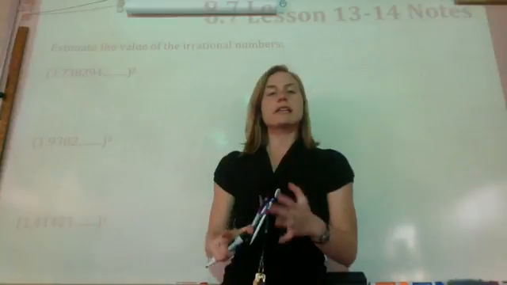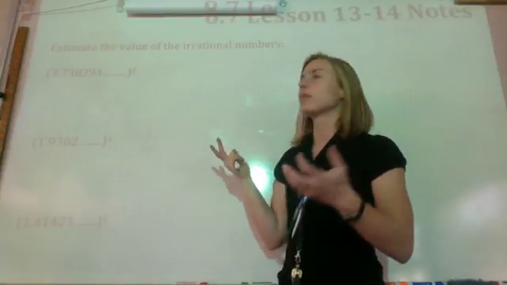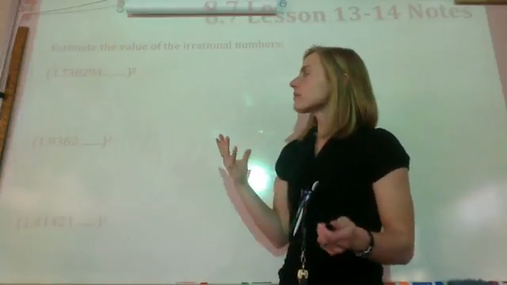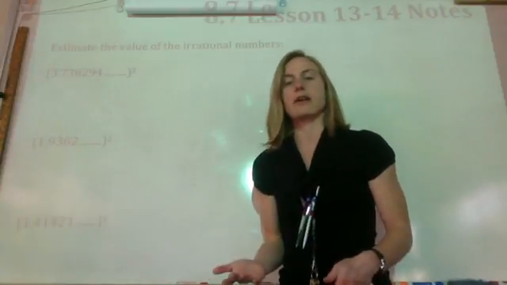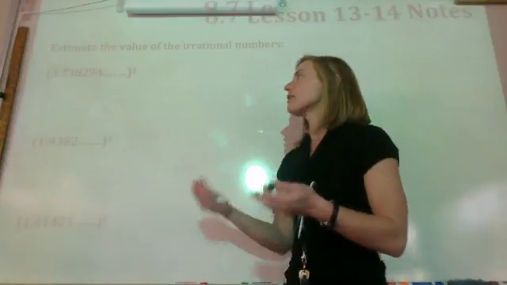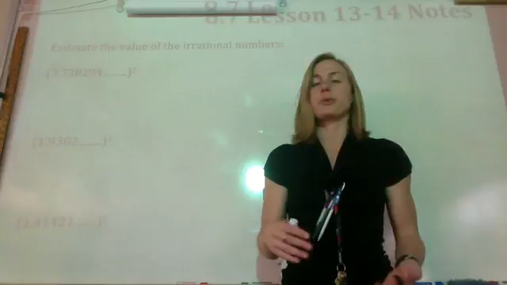So one last little thing that I just want to bring up is estimating the value of irrational numbers if we're squaring them or even cubing them. So obviously we can only be as accurate as how many decimals they give us. So if we have this 3.738294, then that's only as much information as we can put into our calculator.